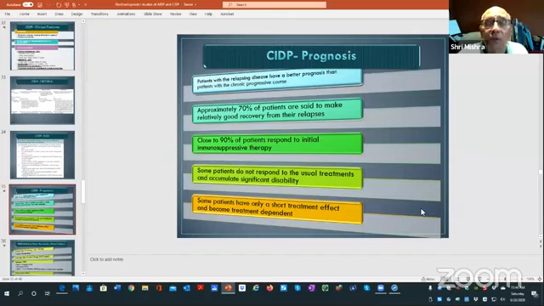So the prognosis for CIDP is reasonably good. 70% are said to make a good recovery. Now, I want you to understand this here. I told you in my AIDP slides that you do not use steroids, no corticosteroids. That's different in CIDP. We do start steroids and other immunosuppressive compounds, okay?